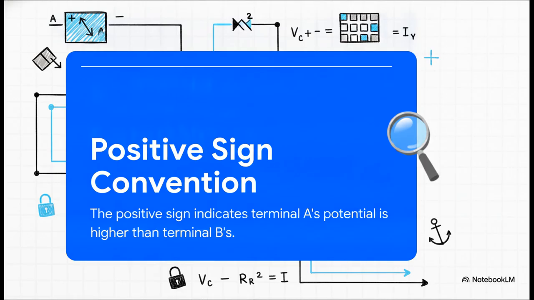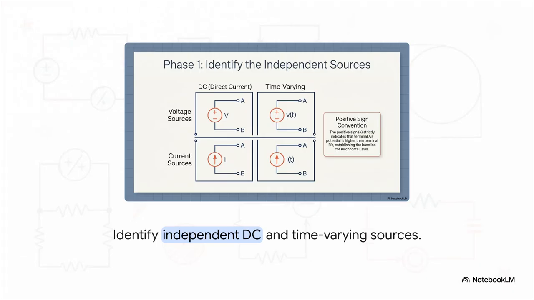Kicking off Phase 1, whether your voltage and current sources are DC or time varying, applying that positive sign convention gives us our baseline. Your very first job with a new circuit is just to scan the board, find those independent sources, and boldly note their polarity. They act as the independent drivers of our entire system.